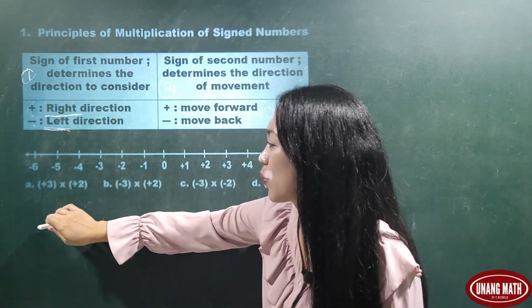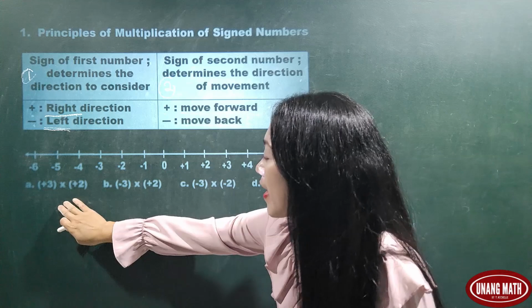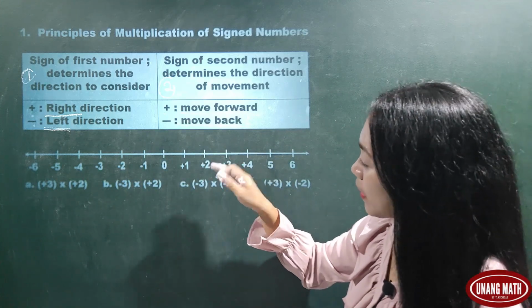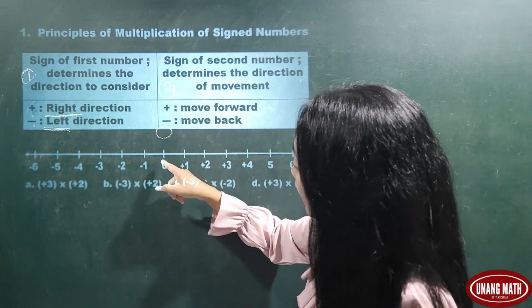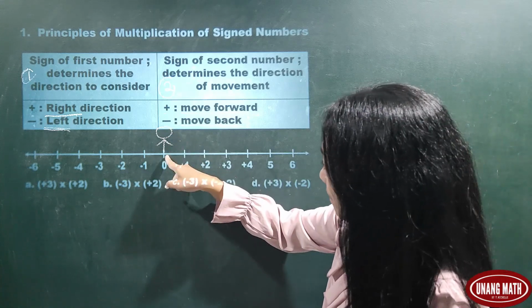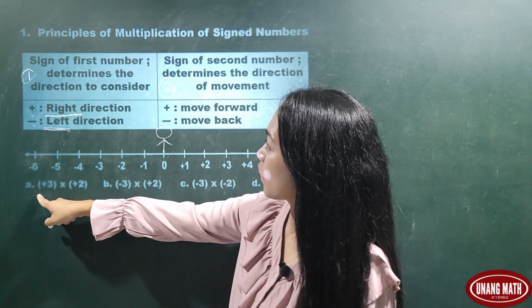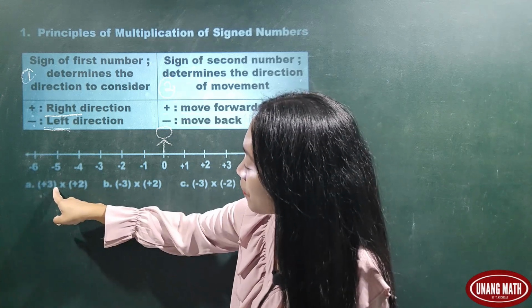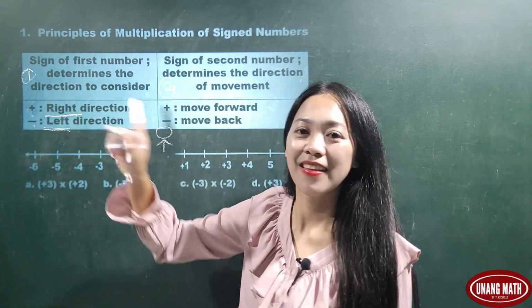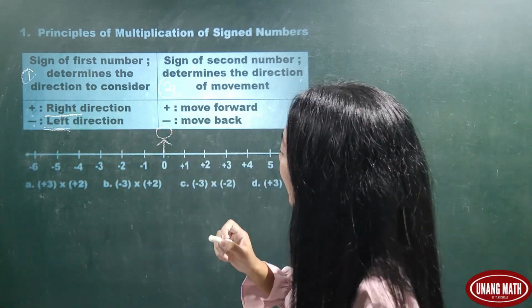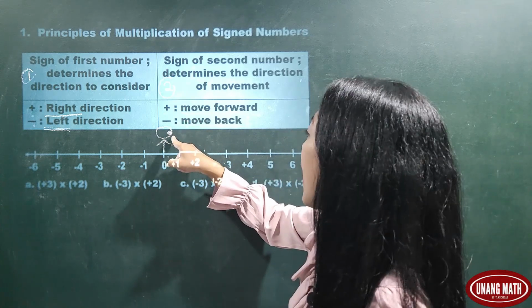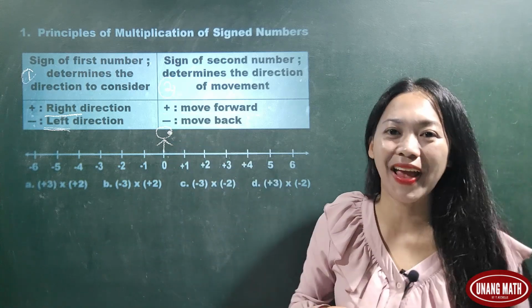Let us find out what is the correct answer of this using the number line. Okay, using the number line, we should always start at 0 or at the center. So we are here. Okay, now let's check the sign of the first number. Positive 3, so this is positive. So the direction that we need to consider is right. So to represent that, we will put a dot to this side. So this is right direction.